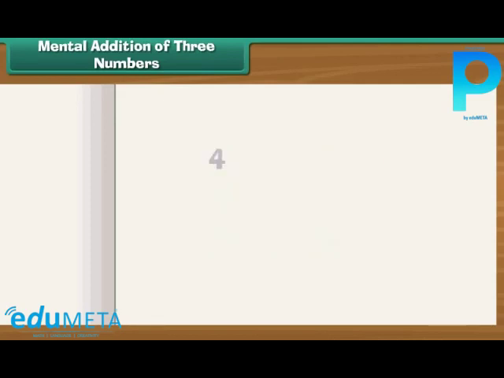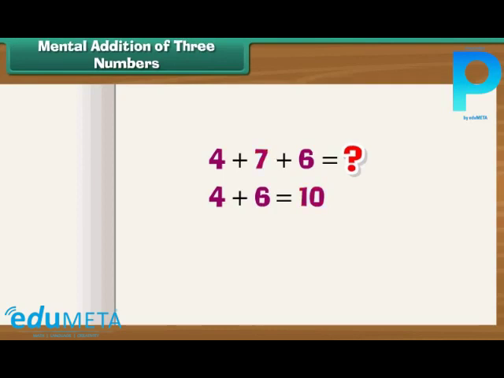What is 4 plus 7 plus 6? We add 4 and 6 first because 4 plus 6 is equal to 10. Now we add 7 to the 10. 10 plus 7 is equal to 17. 17 is the answer.